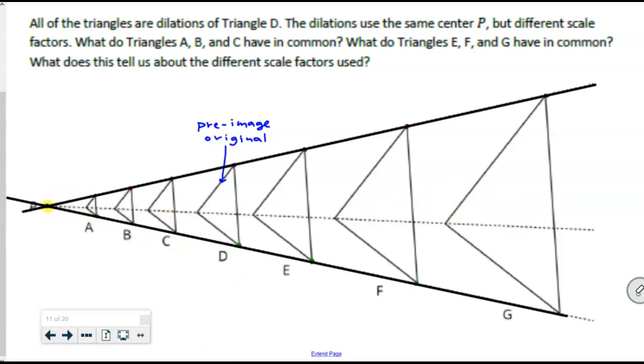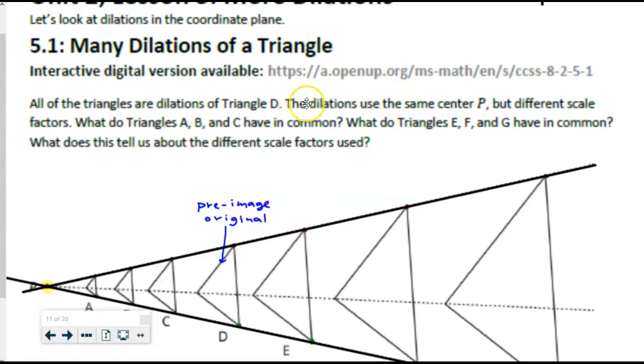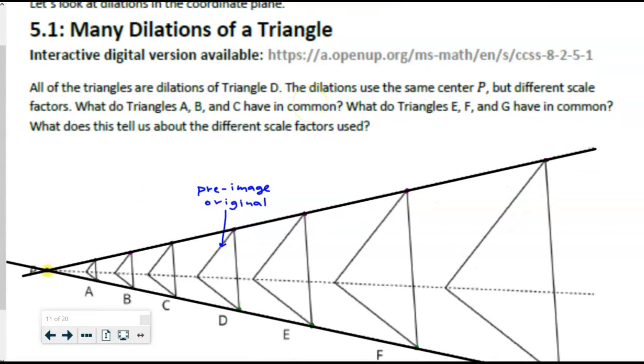This one, my technology, without fail, has never been able to make this line. Watch, I'm getting closer, closer, and then it jumps. I don't know why. In all of my attempts, it never works, but that's going to have to be close enough. You can see that the line that's drawn goes through all of those middle points and all the way back to P, right? So the dilations all use that same center P, but they have different scale factors.